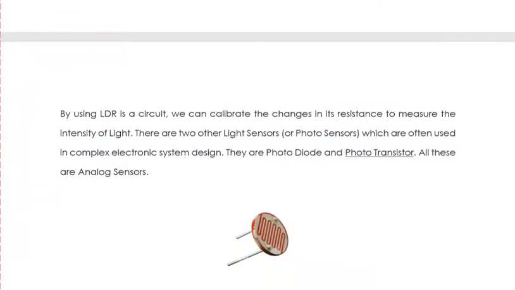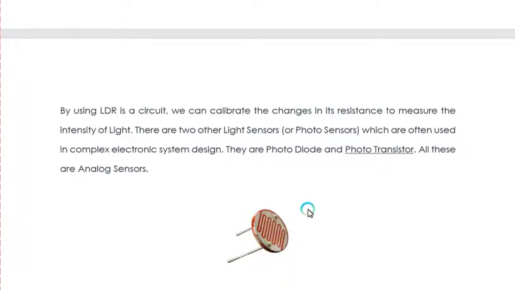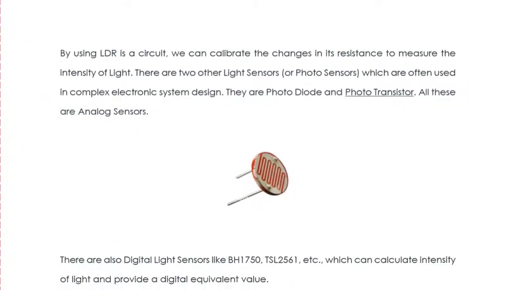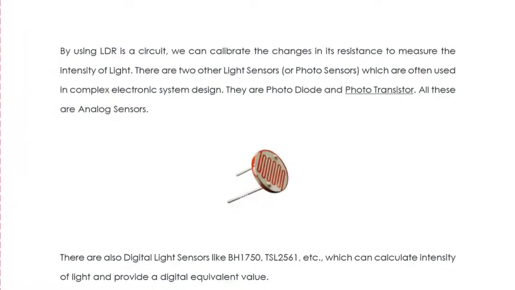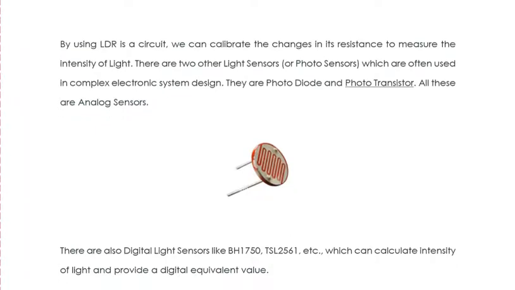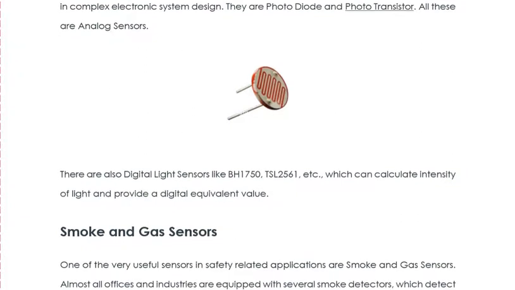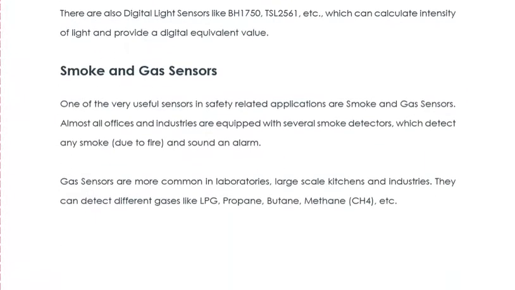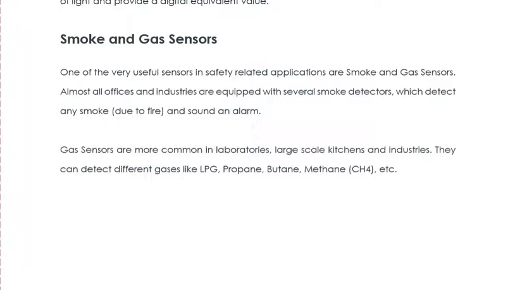By using an LDR, so amo na siya ang itsura sang aton LDR basi makakita ka man dason. So I have a lot of this nga component. By using an LDR circuit, we can calibrate the changes in its resistance to measure the intensity of light. There are two other light sensors or photosensors which are often used in complex electronic systems. May ara kita photodiode kag phototransistors. Pero tanan-tanan sila, they are analog sensors. Okay, another one is smoke and gas sensors. One of the very useful sensors in safety-related applications are smoke and gas sensors.